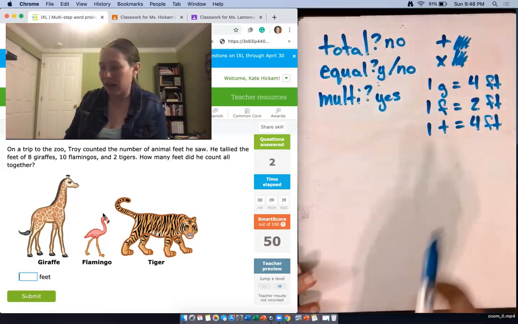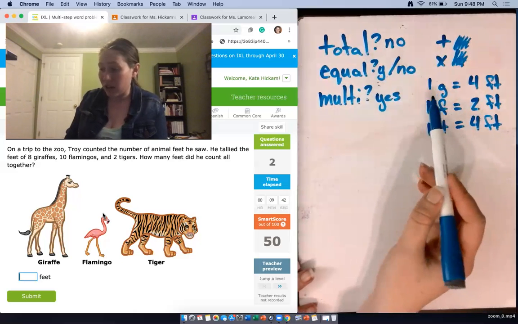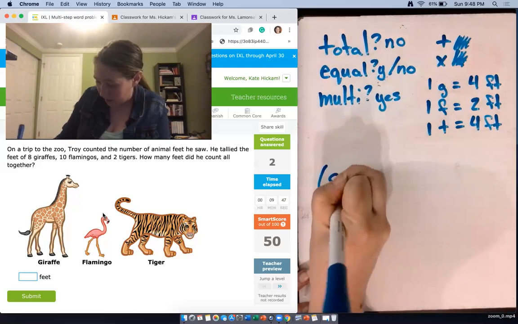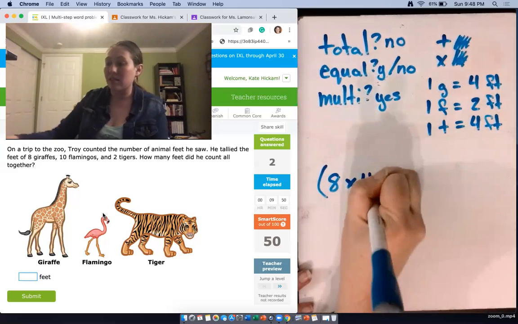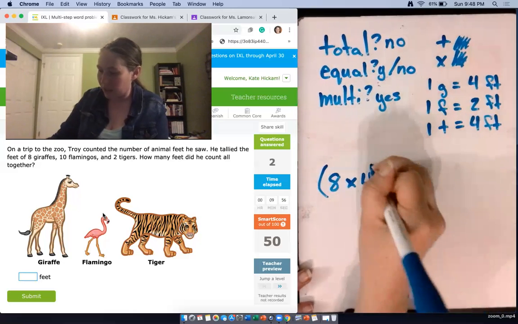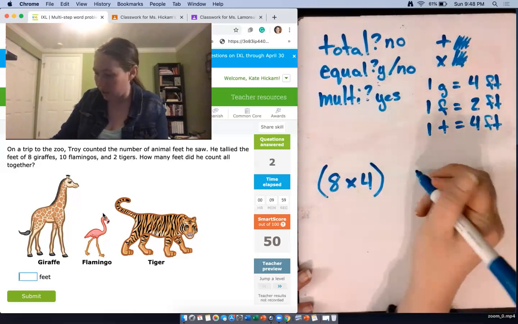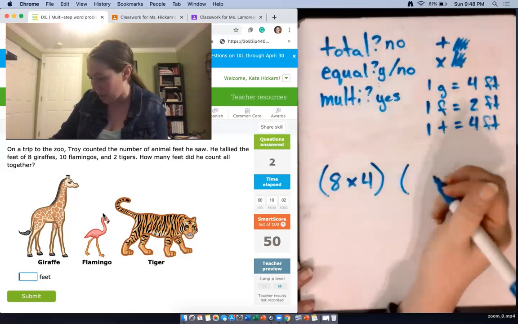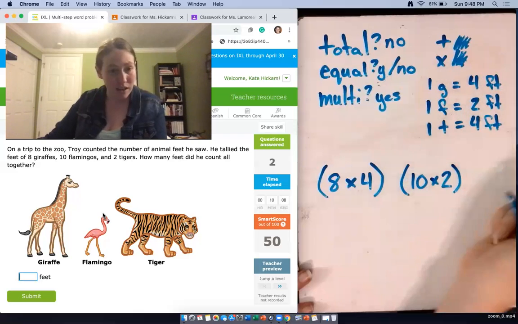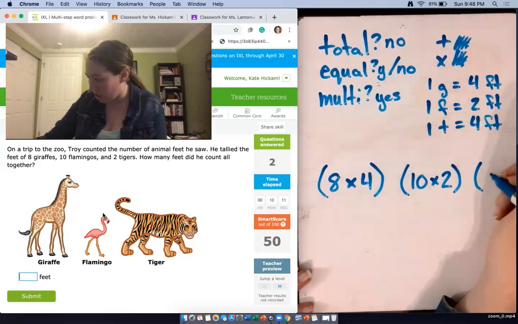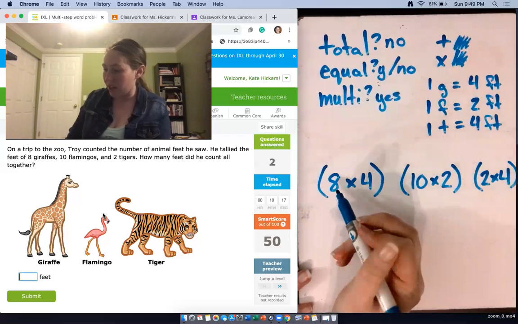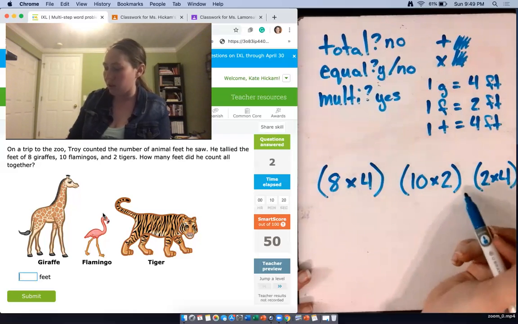Now, since we have, instead of 1 giraffe, we have 8 giraffes. Now that the giraffes, I'm going to do 8 times 4 because each one of the giraffes has the same number. Okay. Then flamingos are next. How many flamingos did he see? 10 flamingos at 2 feet each. And then 2 tigers at 4 feet. Okay. So 8 times 4, 10 times 2, 2 times 4. That gets me part of the way.